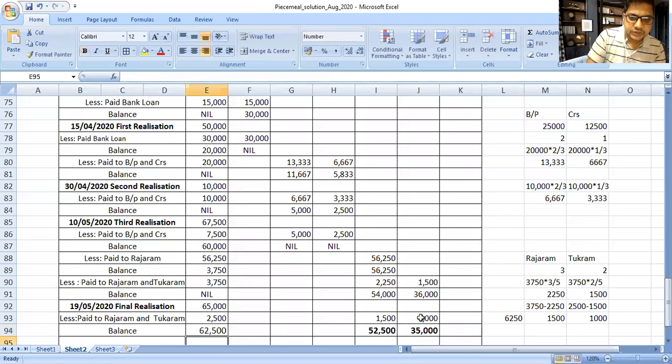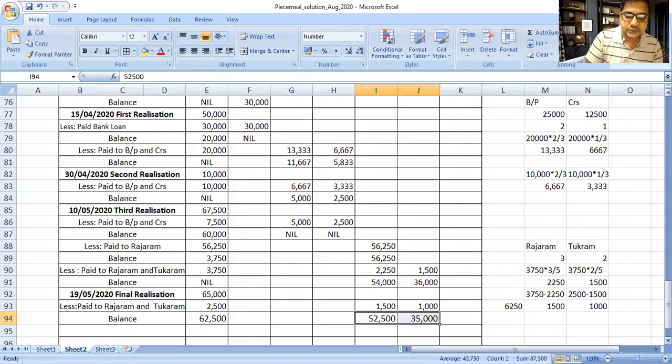Okay. Now, these amounts are still unpaid. These things you have to keep in mind. I hope you understood what is going on. You don't have any problem. Now, friends, again we have to move to our problem.